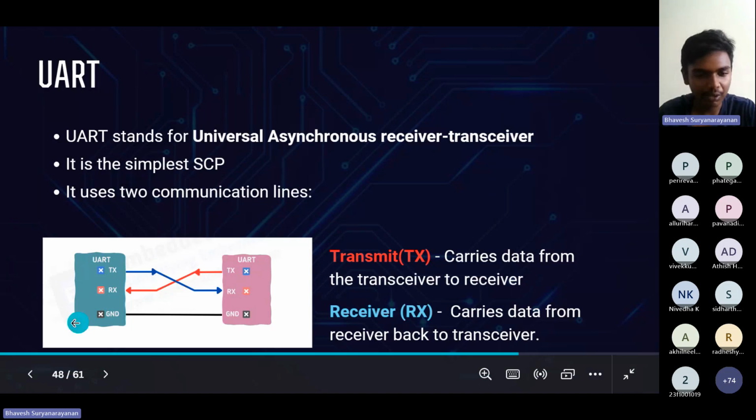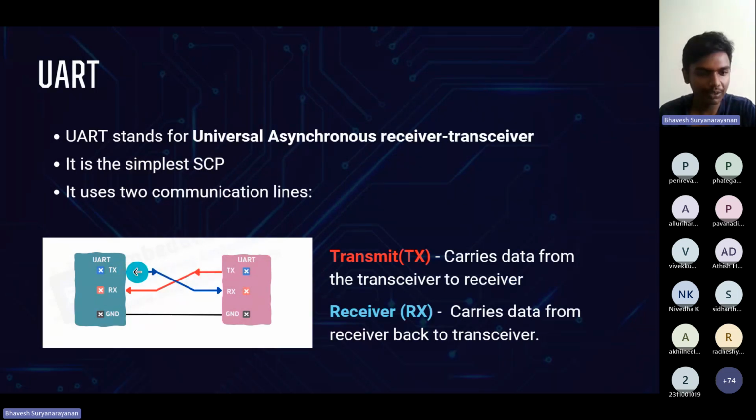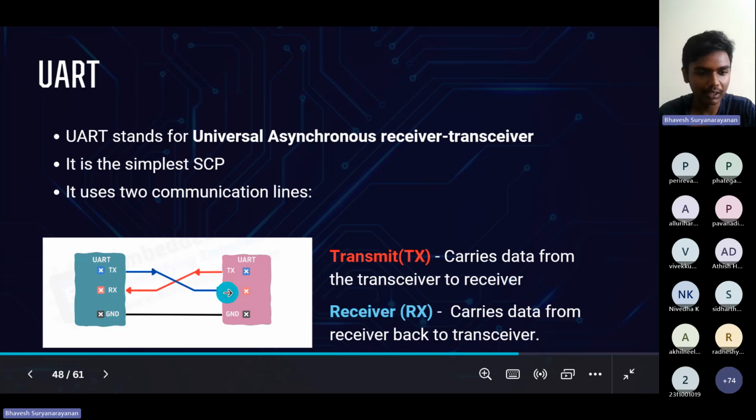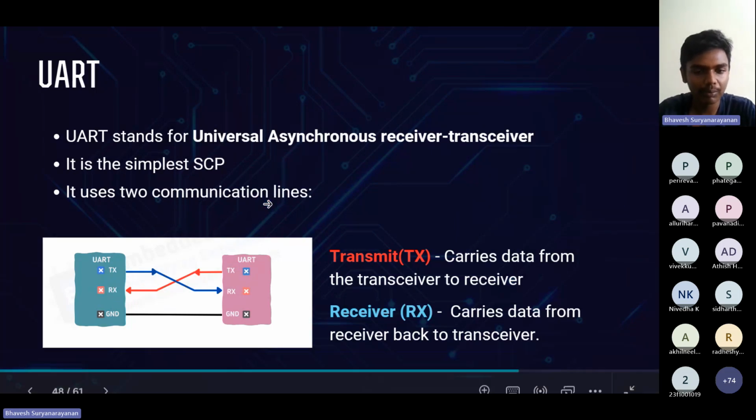You can see here, ground must be connected for all devices. The ground must be the same. Apart from that, you have two lines. The data is always transmitted from the TX to the RX of the other device. So it's a transfer from the TX to the RX, and similarly from the TX of the other device back to the RX of this device. It's as simple as that.